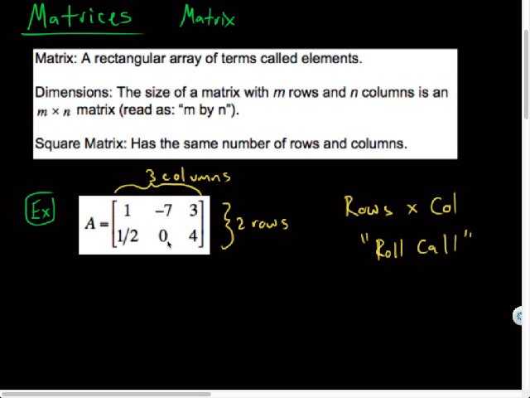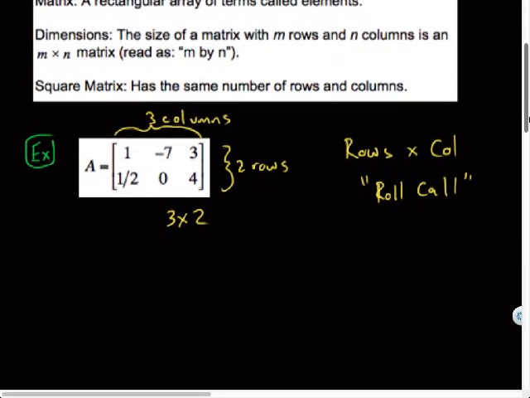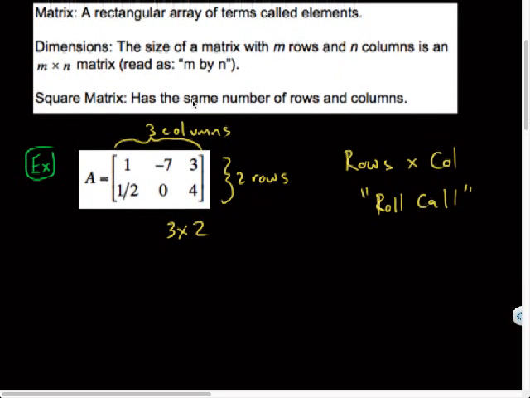So the size of this matrix, you would say this is a 3 by 2 matrix. Wait, you said it was rows by columns, so it would be 2 by 3. Yeah, 2 by 3. Good catch. You guys saved me already. 2 by 3. Thank you, friends.